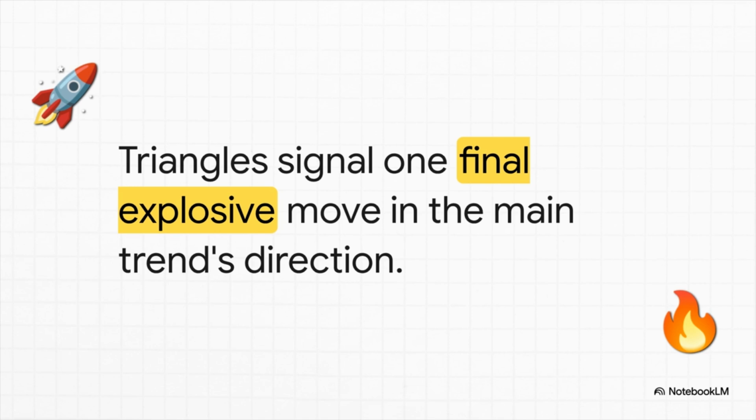Triangles signal one final explosive move in the direction of the larger trend. They're basically telling you the market is preparing for one last push. If you've identified a contracting triangle in a bull market, you're looking at a high probability guarantee of one last violent directional thrust upward before any major reversal happens.